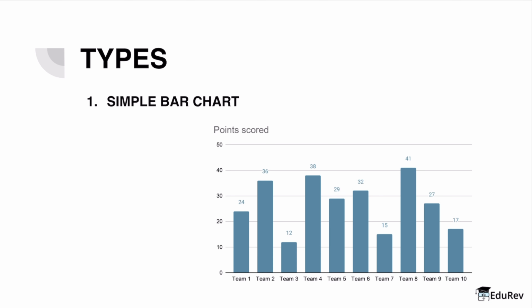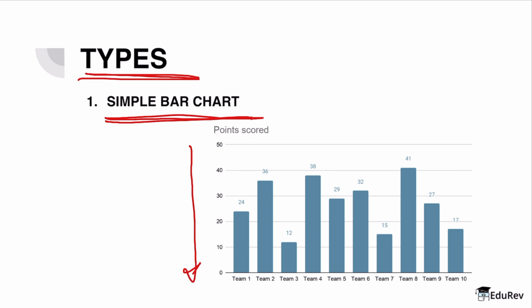Okay, so first of all, I'm going to start with types of bar charts. The first one is your simple bar chart. Now what is a simple bar chart? The simple bar chart is the simplest bar chart, which has one continuous variable charted along with one discrete one. This is a continuous variable in which the points scored is given, and this is a discrete one in which team 1, 2, 3, 4 and so on is given.